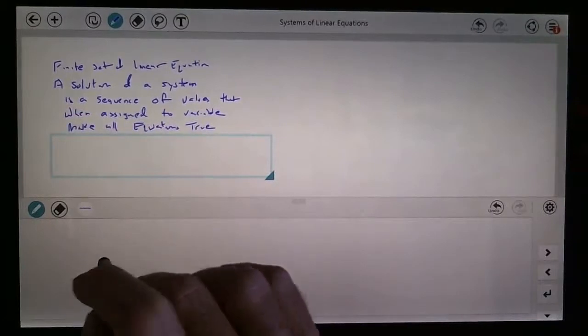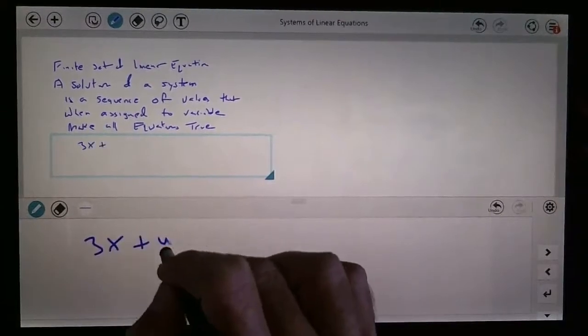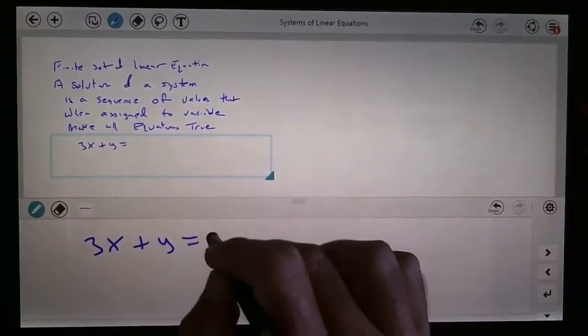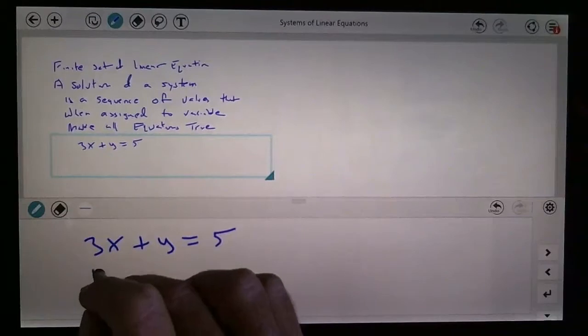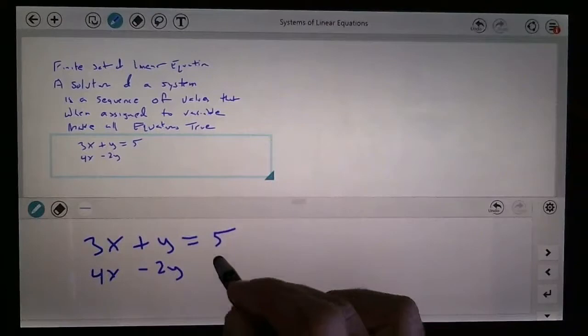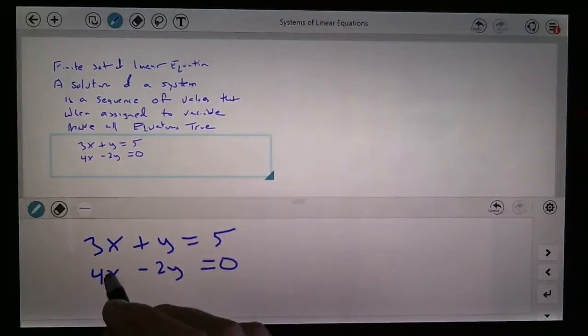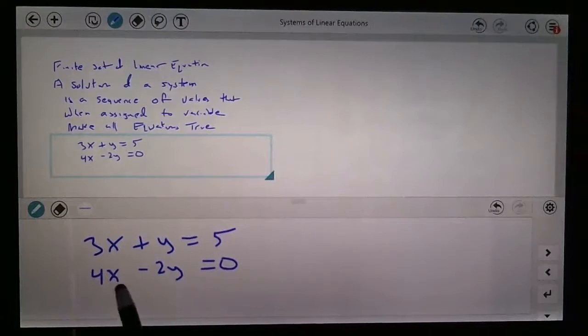Let me show you an example here. If you had something like 3x plus y equals 5 and 4x minus 2y equals 0. This is a system. It has two equations. It has two variables in it, x and y. I'm choosing to use different letters rather than the subscripts. We do both, but here's an example. So this is a system.